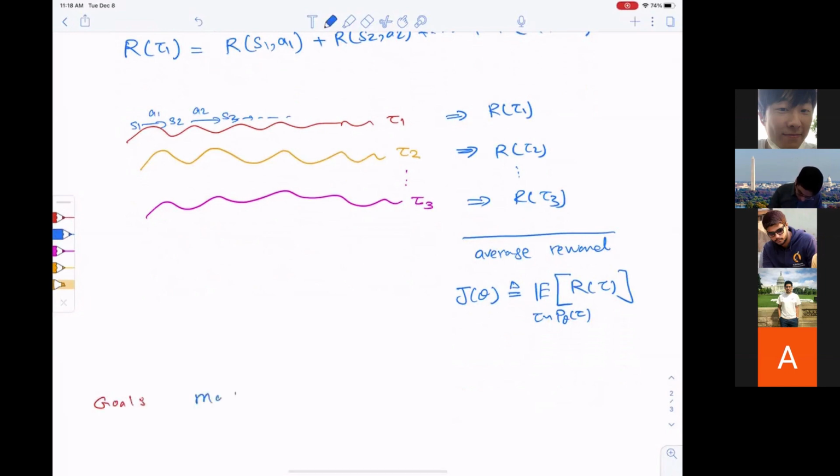I want to find parameters for my policy network to maximize this particular objective function, J of theta.